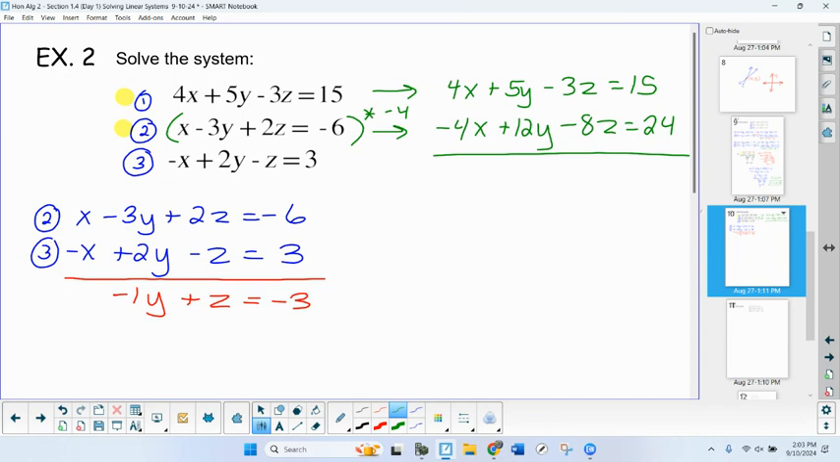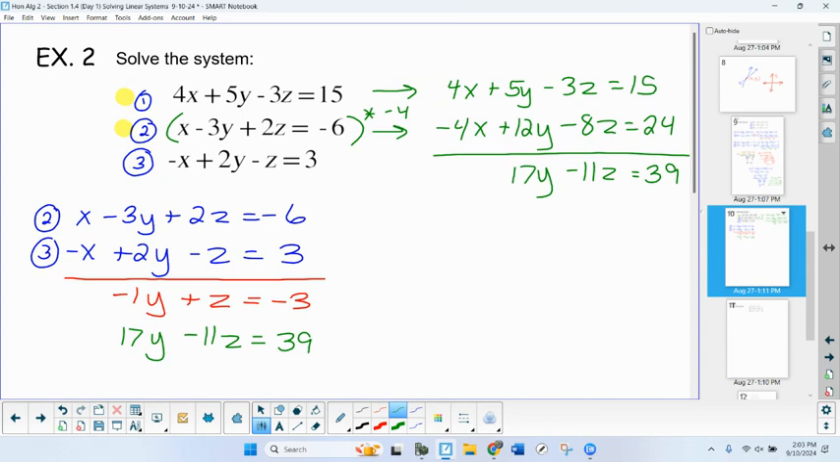It's okay. What happens here? They cancel. What do you get here? 17y. Okay. What do you get here? -11z. Okay. And what do you get here? 39. Okay. So now I need to put that one with this one. I need to put these two together. Do you guys see what I'm doing?